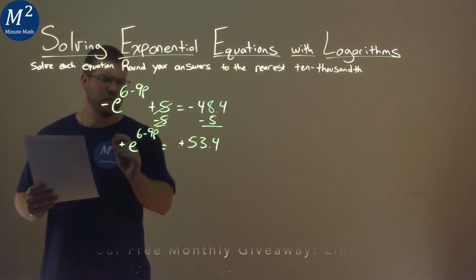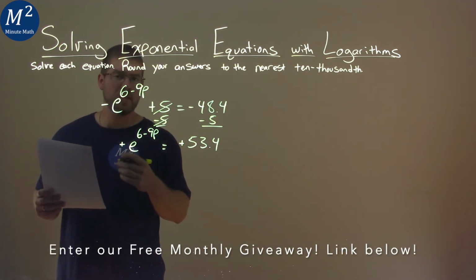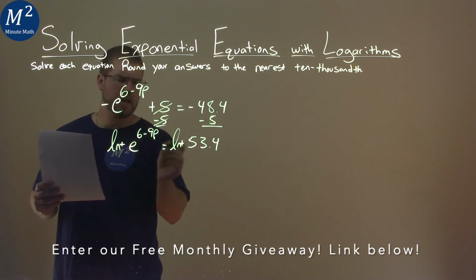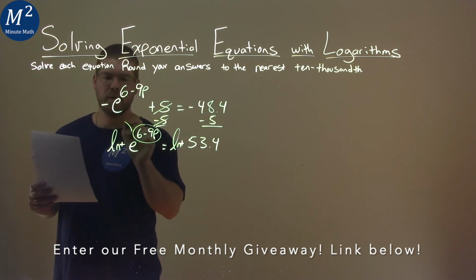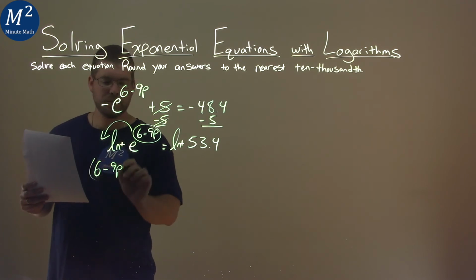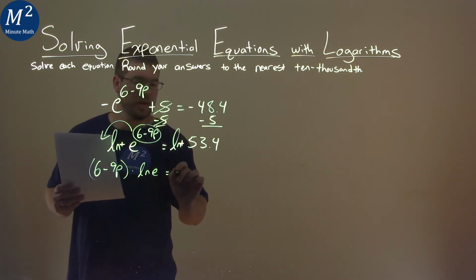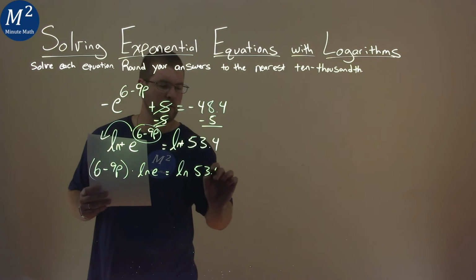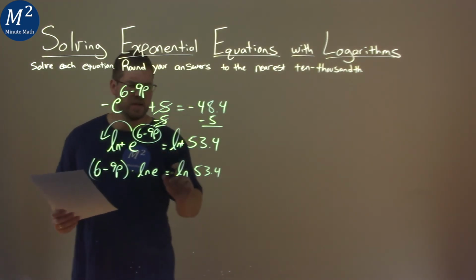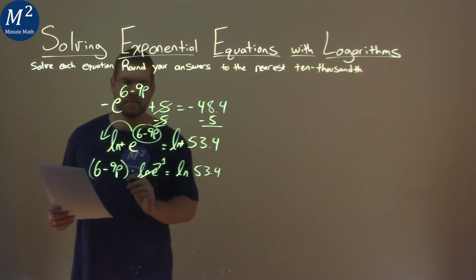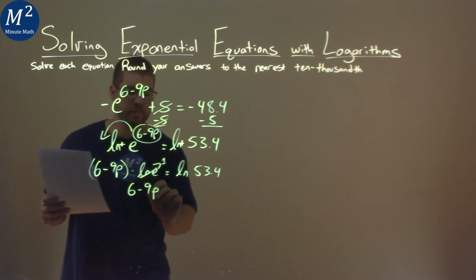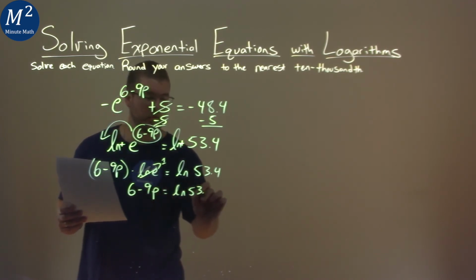Now our rules state that we can take the natural log also of both sides of the equation. So natural log here, what that does, it allows me to take this exponent and bring it out front. We have 6 minus 9p here, multiplied by natural log of e, which is equal to natural log of 53.4. What's the natural log of e? That's 1. Natural log of e is 1. That's what's great about this. And so we have this 6 minus 9p here. That's equal to natural log of 53.4.